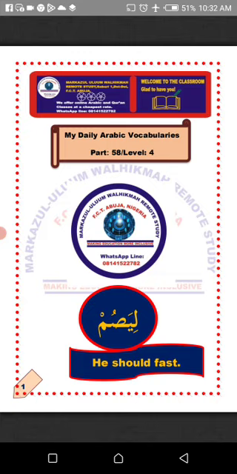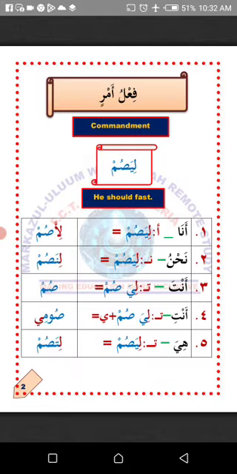Happy listening. We are going to learn from this lesson how to change the Arabic verb liyasum to suit certain pronouns in Arabic. Fi'lu amr, commandment. We are going to learn how to instruct others to do something in Arabic using different forms of verbs.